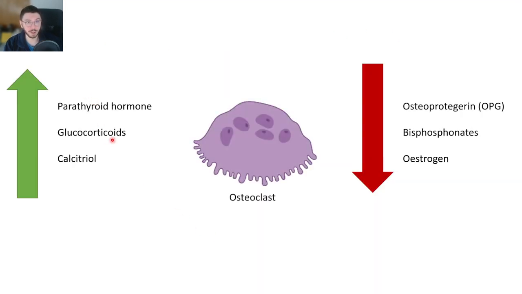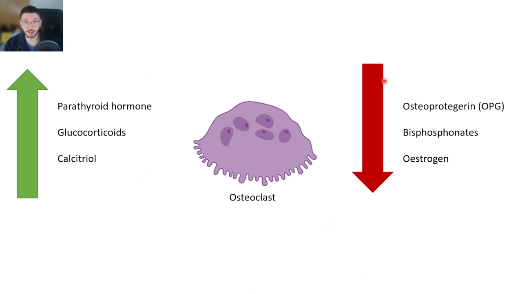Now, we have different factors that can influence osteoclast activity. What increases their activity is things like parathyroid hormone, which does that by stimulating RANK-L. Also, glucocorticoids, which increase RANK-L formation, and calcitriol, which is activated vitamin D, which stimulates RANK-L once again. So all of these stimulate RANK-L.